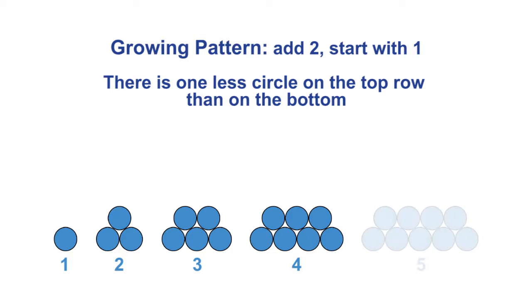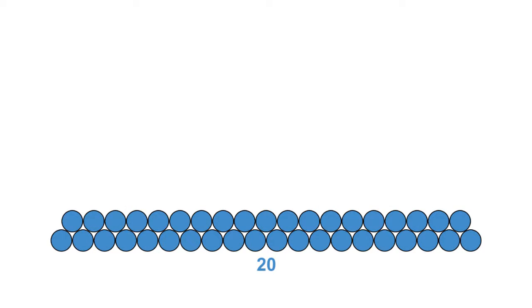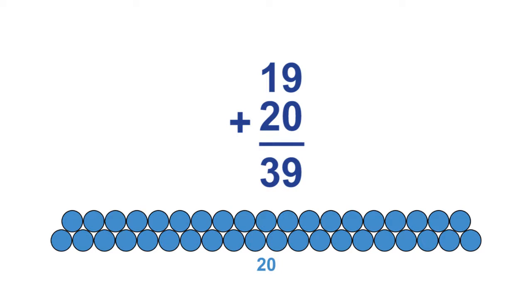If we want to know what term 5 will look like, we can see that there will be 5 circles along the bottom row and 4 above, with a total of 9 circles. There is 1 less circle on the top row than the bottom row. If we want to know what term number 20 will look like, we know that it will have 20 circles on the bottom row, with 19 on the top, since this follows the pattern. There will be a total of 39 circles for term number 20.